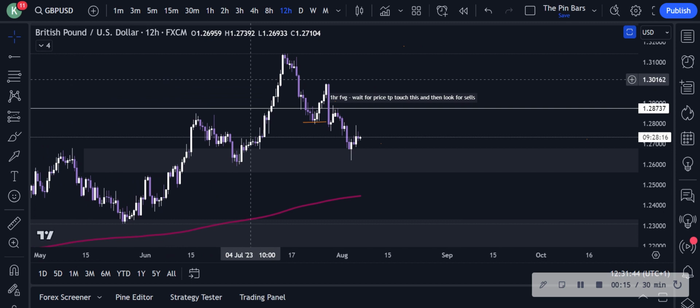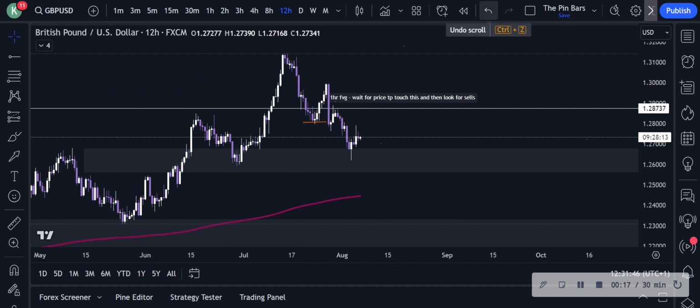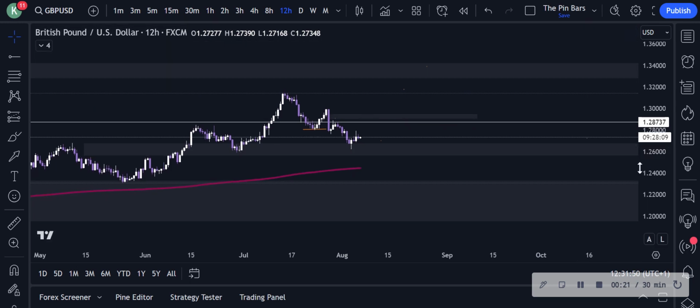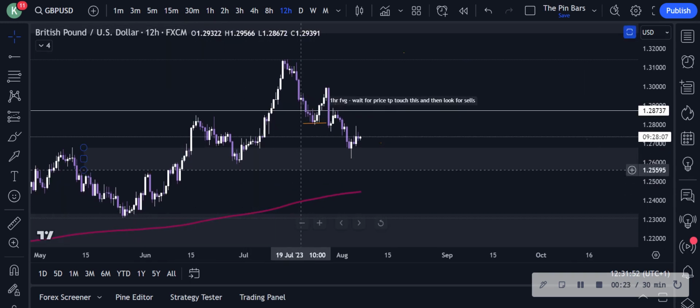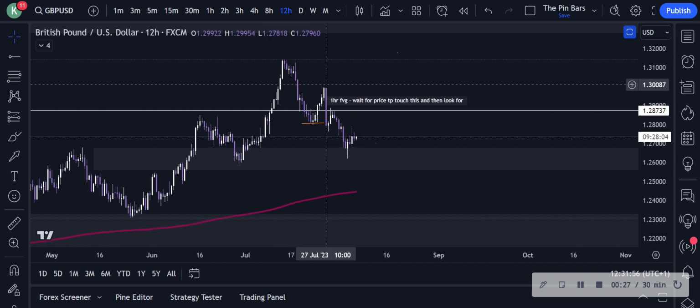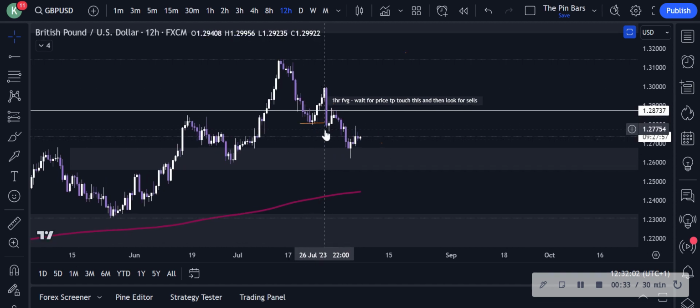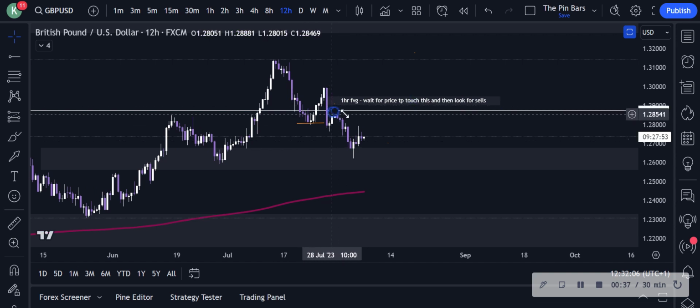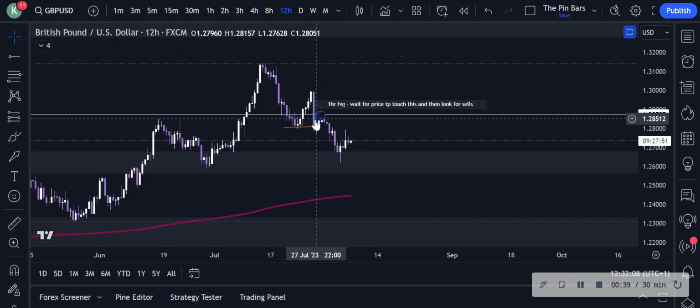This is really interesting because I did mark this up last week and I haven't deleted any of the markings. So if you guys can see, this is purely my marking. So I have the resistance line here. Price did give us this long bearish candle here on the 27th of July. If you watched my GBP USD, I did say that there was a break of structure here and this was a very strong resistance area. However, price did reject this and keep dripping.